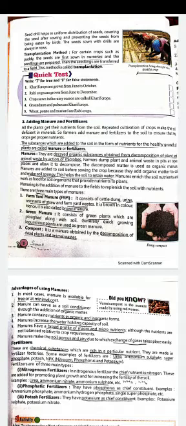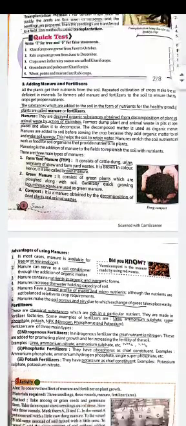Second is green manure. It consists of green plants, that is why it is known as green manure, and generally leguminous plants like pulses, peanuts, all those plants which actually help in fixing the nitrogen in the soil, they are used. Third is compost. Compost, it is also manure which is obtained by decomposition of dead plants and animal waste.